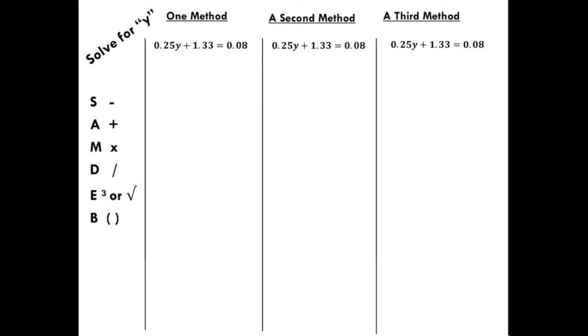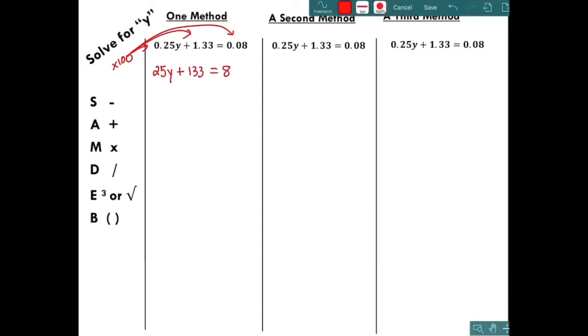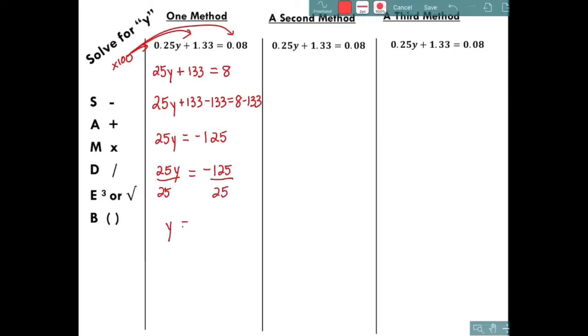Finally, the last example shown is one in which there are decimals with every term. This often happens with equations when we're dealing with money. So the first method that's used is to multiply every term by 100 so that the decimals are taken care of. They move 2 places to the right and we get 25y plus 133 equals 8. Then we can subtract 133 from each side. We get 25y equals negative 125, divide by 25, and we're going to get y equals negative 5.